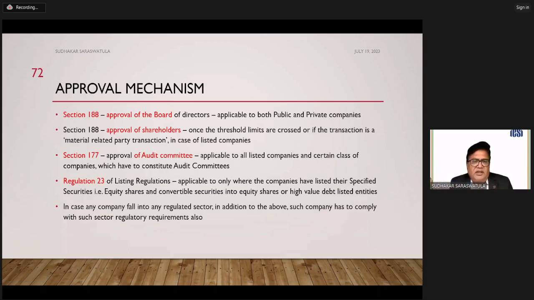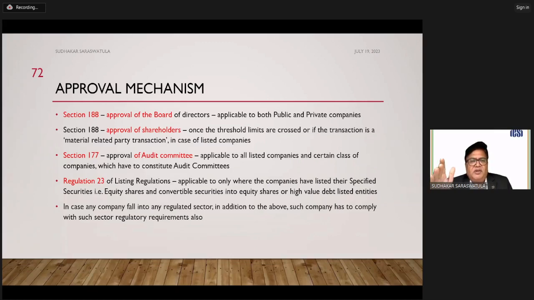Then wherever the threshold limits are triggered under Rule 15, whatever they are prescribed, there actually it is 100 crores or 10% of the turnover. And approval of the shareholders, once the threshold limits are crossed, we have to take that also. Of course, the good part of it is that exemption is there, ordinary course of business, arm's length. If it is there, the entire section is not applicable to you.